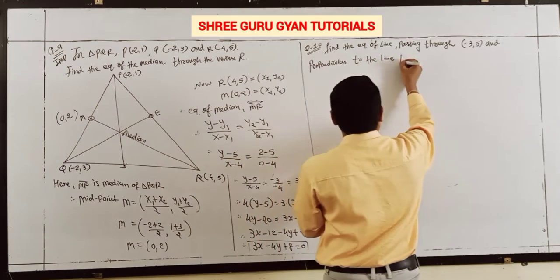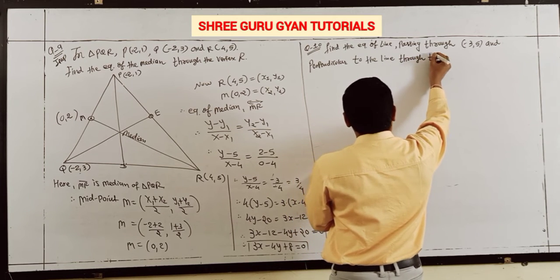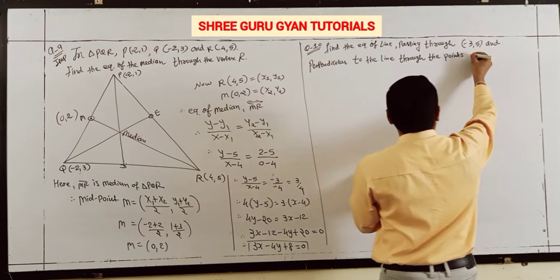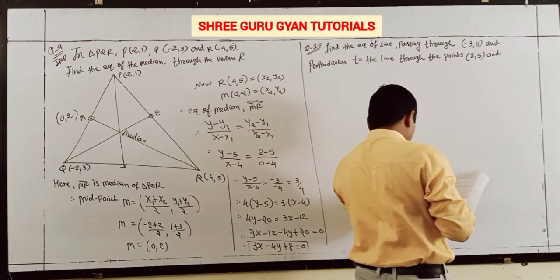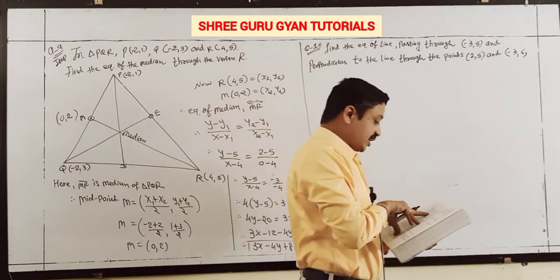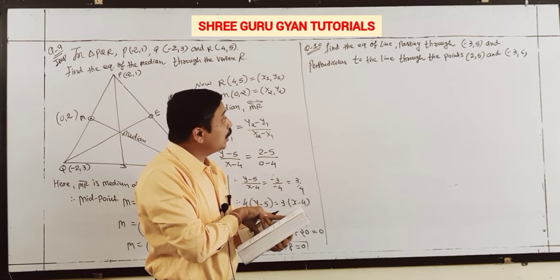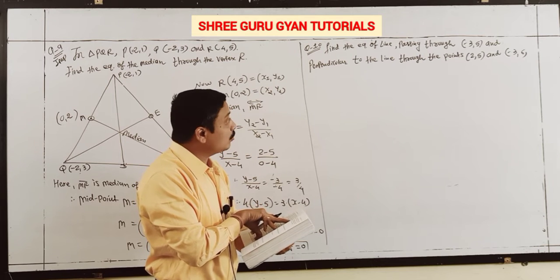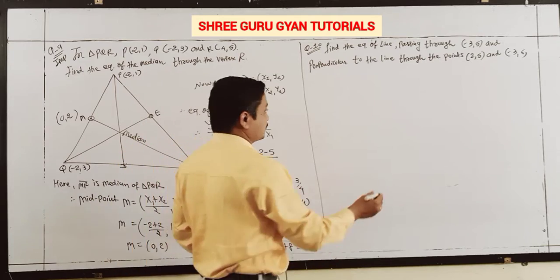Find the equation of the line passing through the point (-3, 5) and perpendicular to the line through the points (2, 5) and (-3, 6). Again I check: a line passing through (-3, 5) perpendicular to the line through (2, 5) and (-3, 6). Yes students, very easy but lengthy sum.